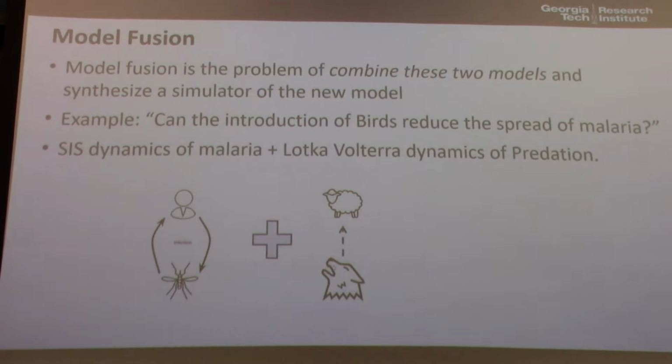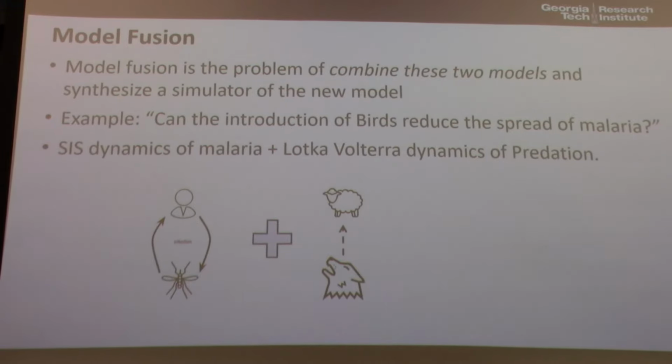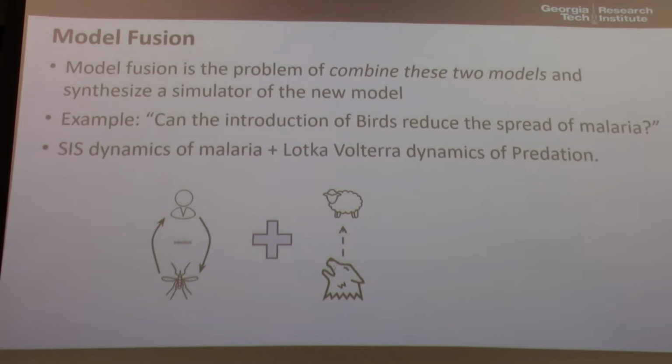And then there's Lotka-Volterra dynamics of like wolves eat sheep. And so I want to study the predator-prey dynamics between populations of wolves and sheep. And then say I have some question that's like, if I introduce a new type of bird into an ecosystem, will it increase or decrease the amount of malaria, assuming that those birds eat mosquitoes? So I want to add two models in such a way that I get a sensible model of the combined system.